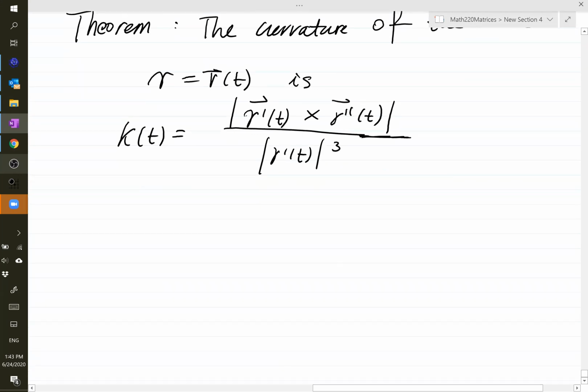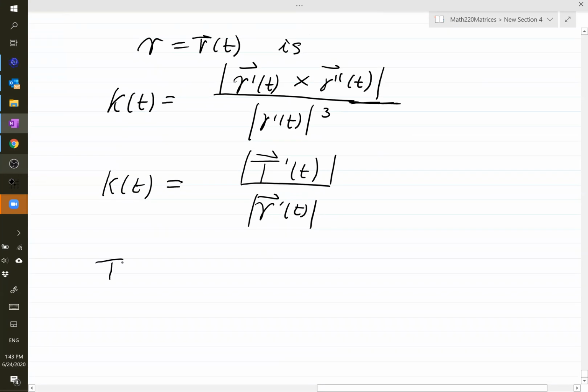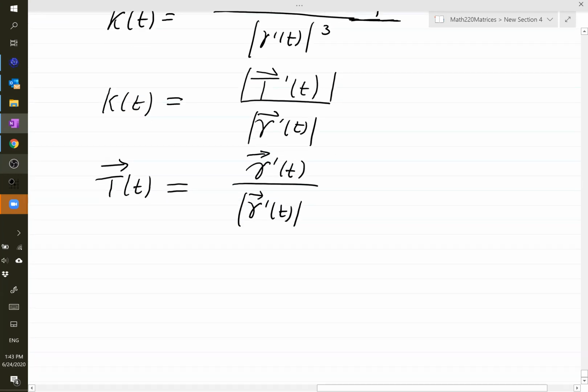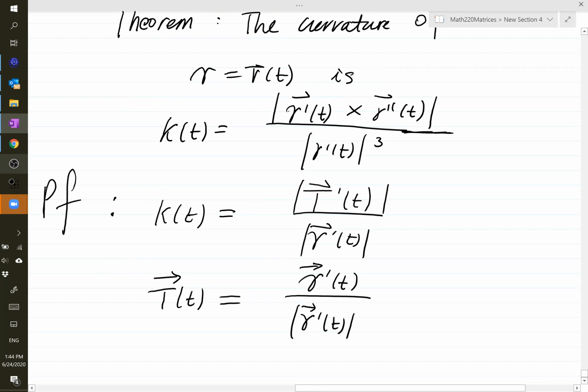Now we give a proof. Remember, kappa(t), we already found its form, which is the norm of the tangent vector derivative over the tangent vector norm, where the tangent vector, capital T, is the tangent vector over its norm. And then now we actually prove this.